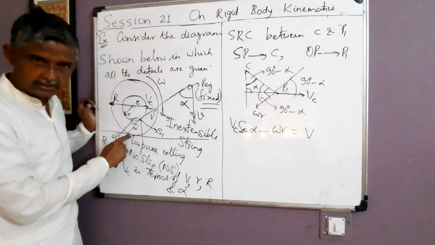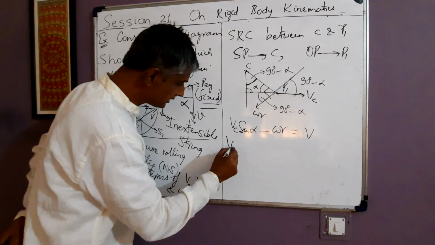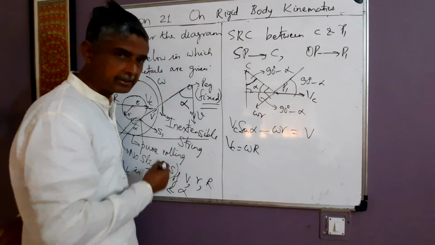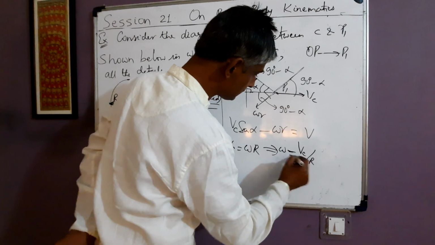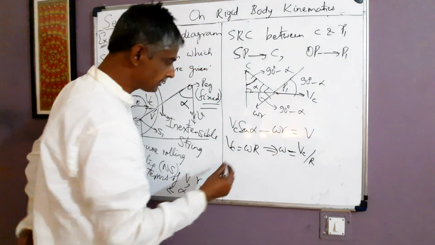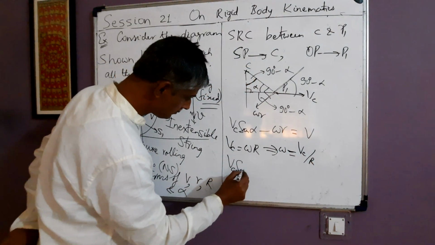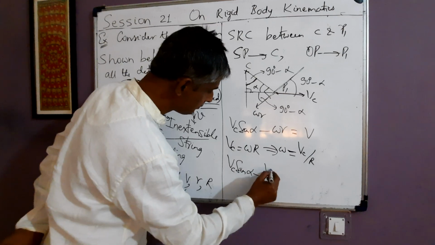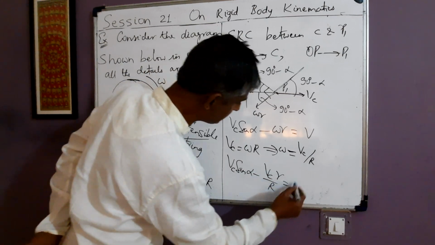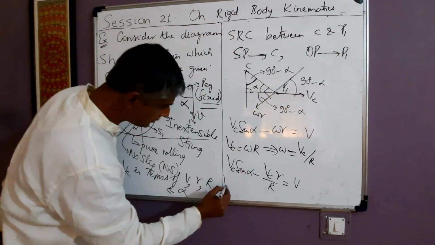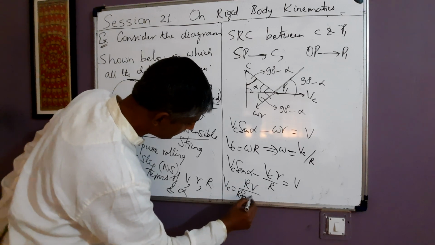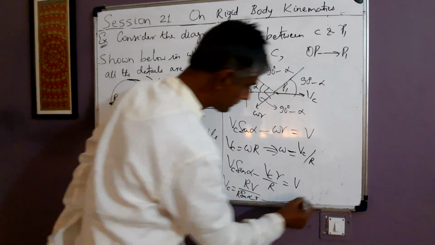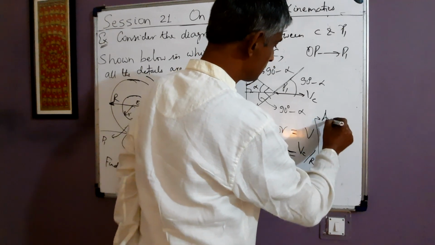Also here, pure rolling is taking place. So Vc will be equal to omega r, pure rolling criteria. So omega becomes Vc by capital R. So this omega I substitute here. Vc sin alpha minus Vc into small r by capital R is equal to V. So on solving this, how much is Vc? Rv by (r sin alpha minus small r). This is the required answer.